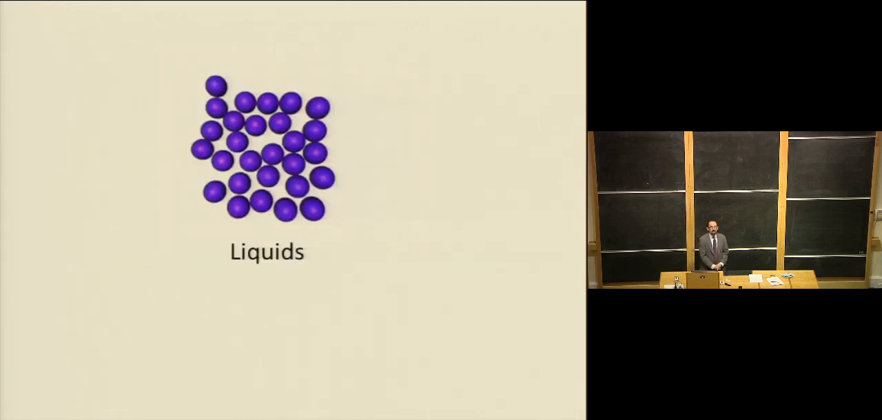We can also have disordered structures such as liquids. In liquids, there's attraction between atoms or molecules, but it's not strong enough to keep them held in a permanent configuration. The atoms still have enough thermal energy to move around, and that gives the liquid its property that it can flow.